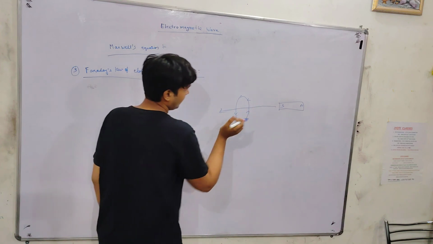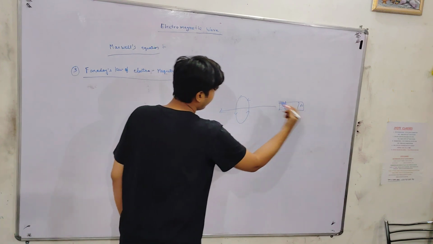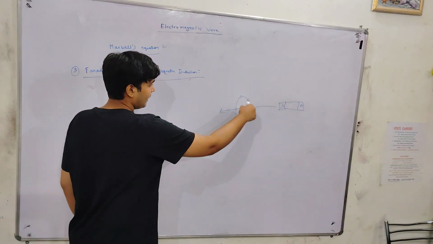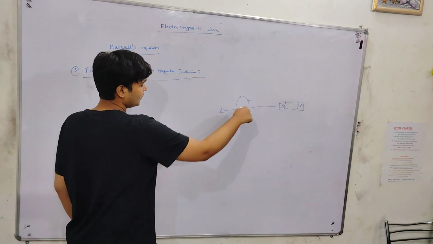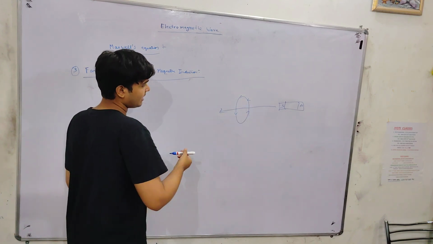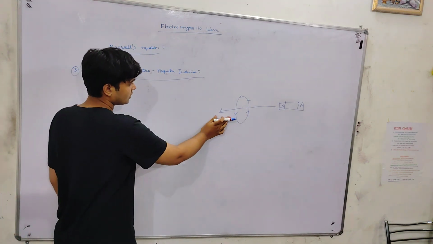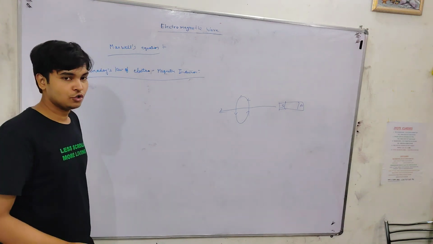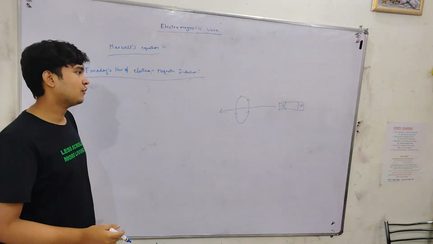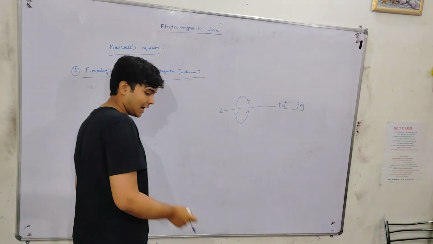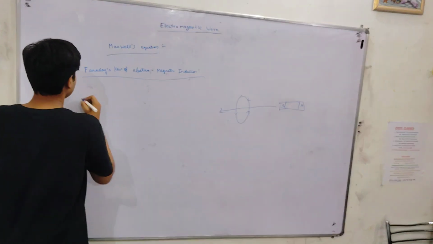In a closed loop, when a magnet is moved inside and outside, EMF is induced in the coil. This EMF is induced due to the rate of change of magnetic flux with time. This is known as Faraday's law of electromagnetic induction.